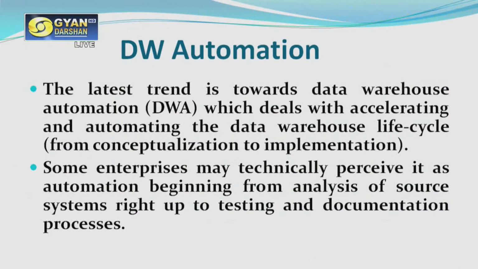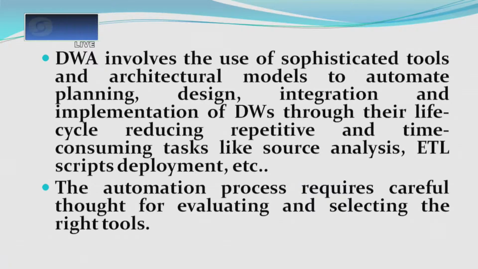So most of the companies are focusing on DW automation, and some enterprises may technically perceive it as automation beginning from analysis of source systems right up to the testing and documentation process. So some are working on systems like testing and documentation in order to automate certain kinds of things, but some companies are working right from the conceptualization till the implementation part. This data warehouse automation involves several tools. As we had talked about, Apache has a wonderful suite to support each and every component, and we call it the Apache ecosystem.